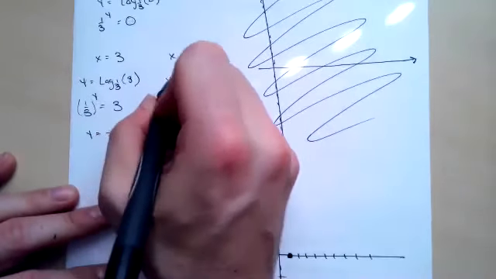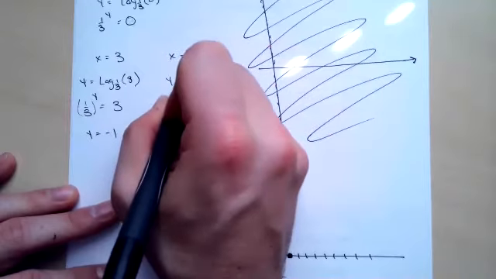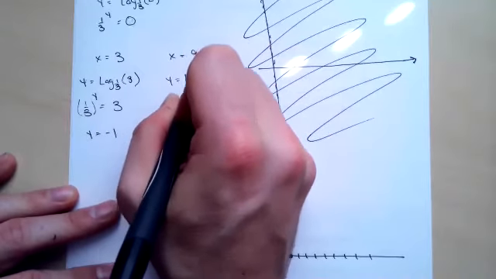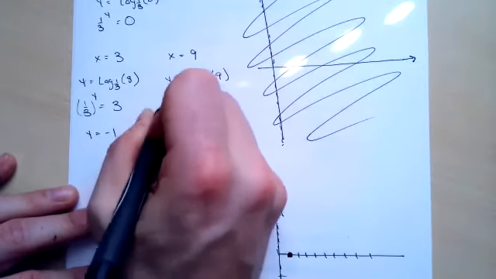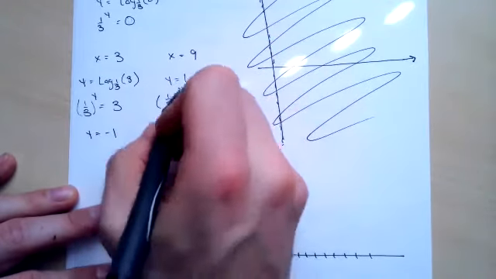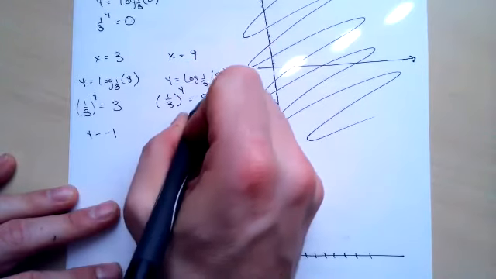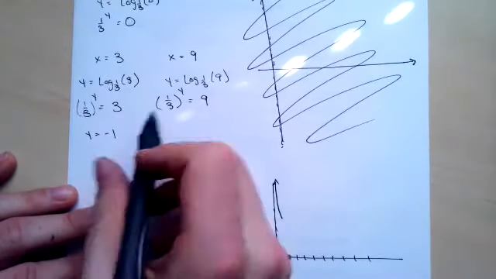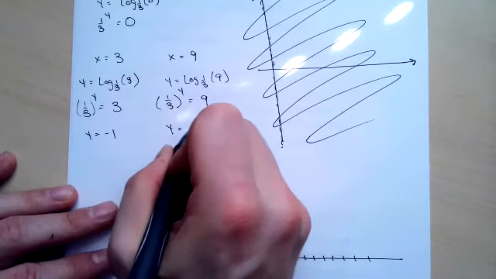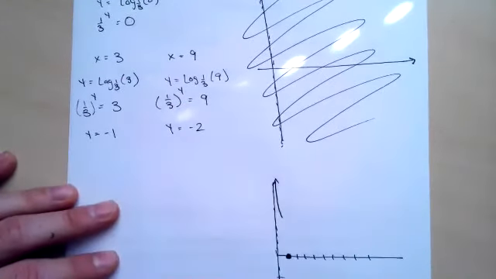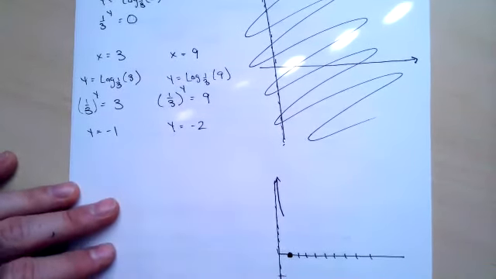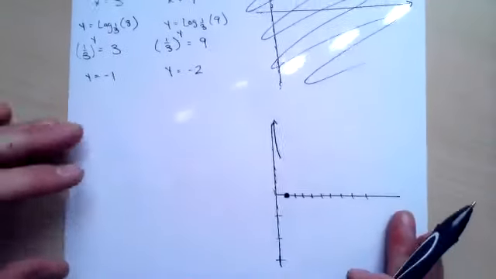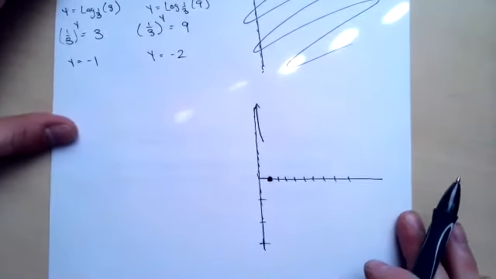And in this case, when x is 9, we'll have y is equal to log base 1/3 of 9, which asks what power do I need to raise 1/3 to in order to get 9? And that power is -2. The negatives will take the reciprocal of 1/3, which will give me 3, and then 3 squared is 9. And of course, 3 to the 1 is 3.